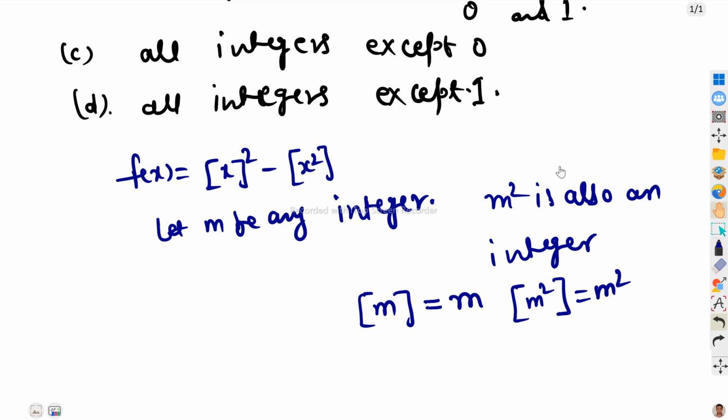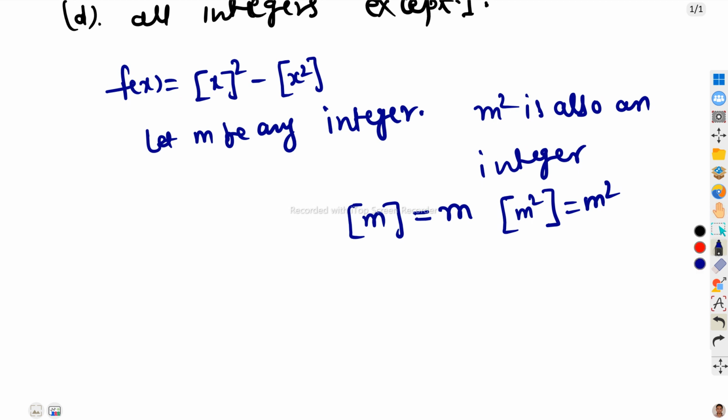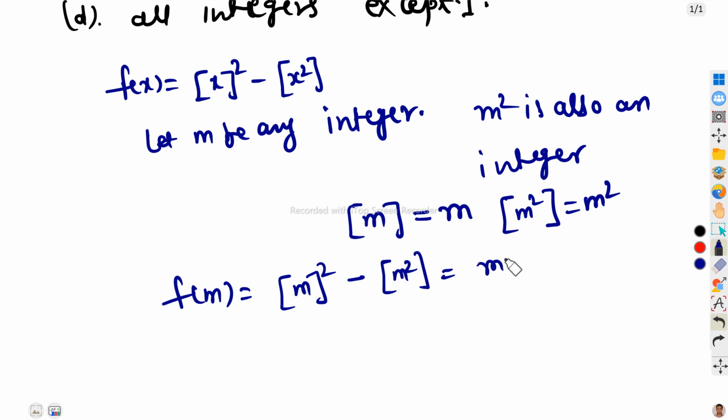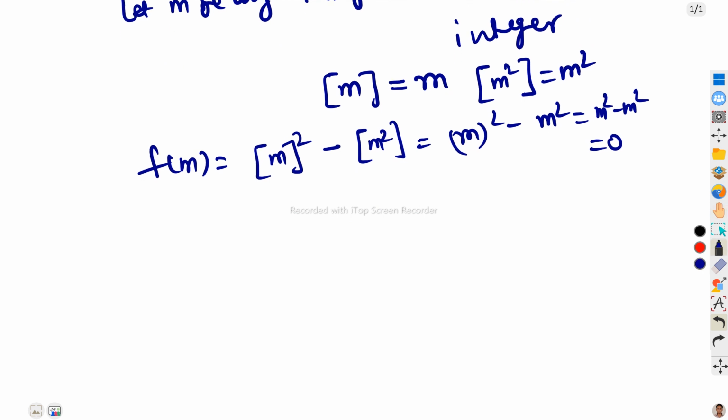Again, we find the value of the function at x equals m. So f(m) equals bracket of m square minus bracket of m square, and this becomes m square minus m square, which equals 0. So the value of the function at m equals 0. Again, we are going to check the limit at x equals m.